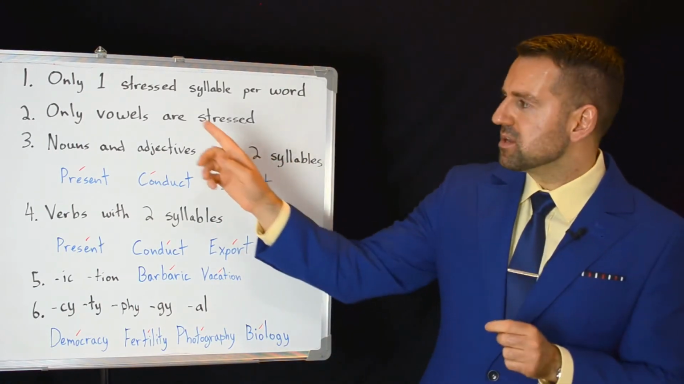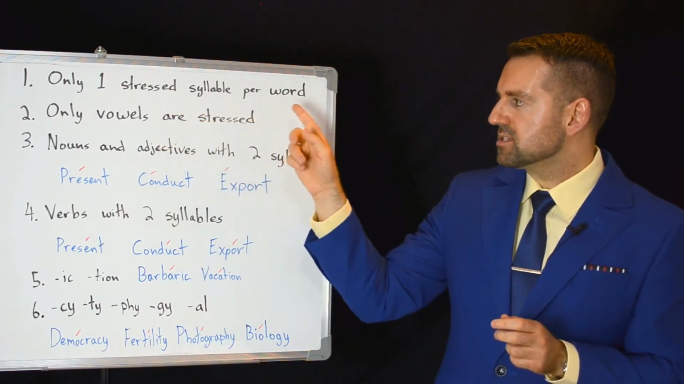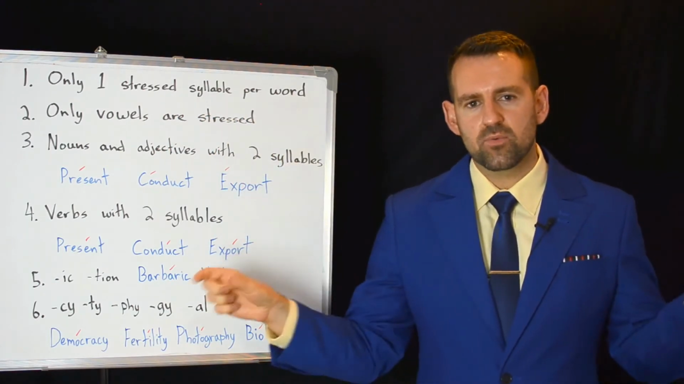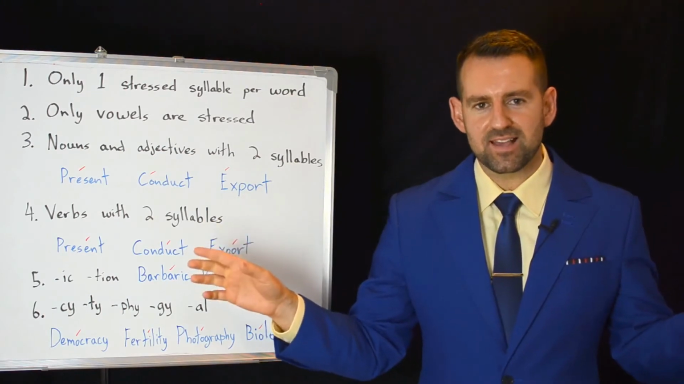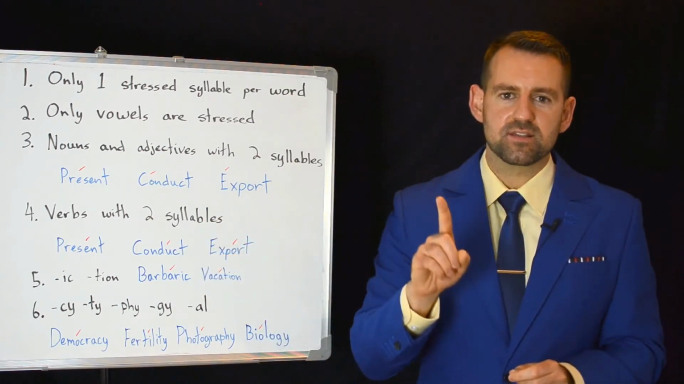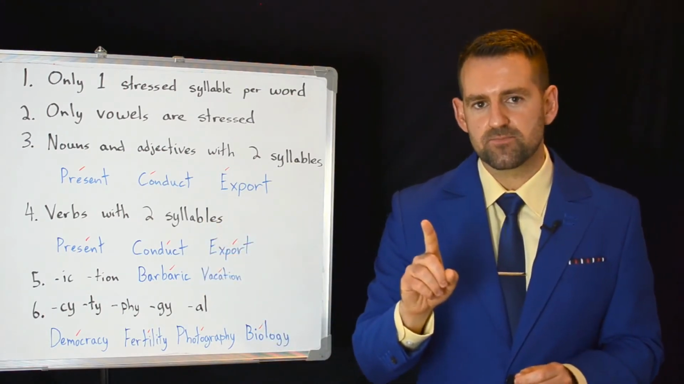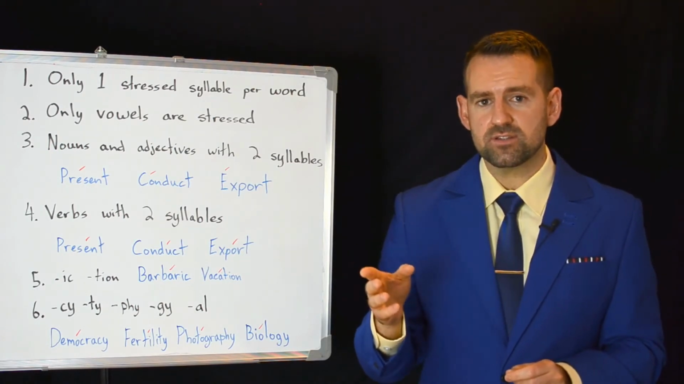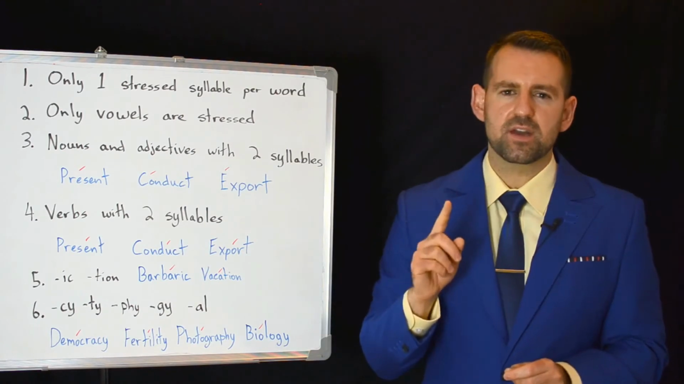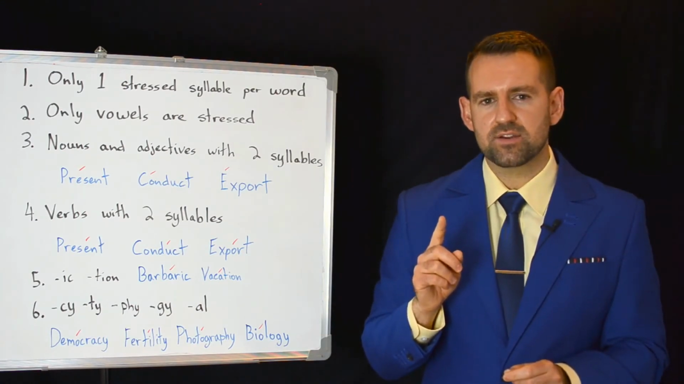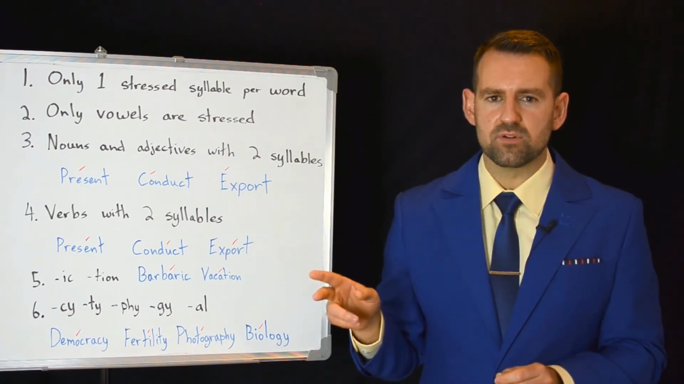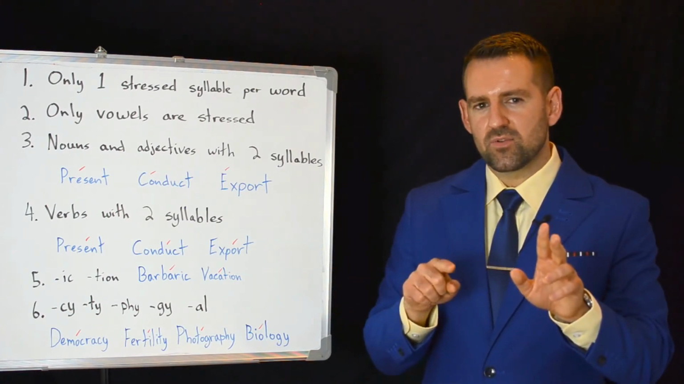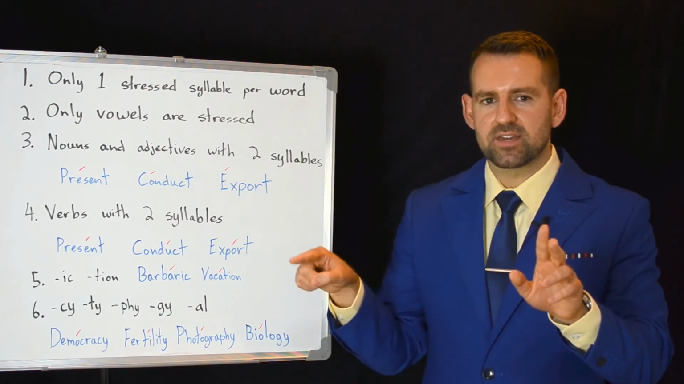So the first tip is there's only one stressed syllable per word. It doesn't matter how long the word is, how many syllables it has. There's only one syllable that is stressed. So in the word floxinosinylipilification, you might be thinking it sounds like there's more than one syllable that's stressed, but that's not true. The word just goes up and down like this.